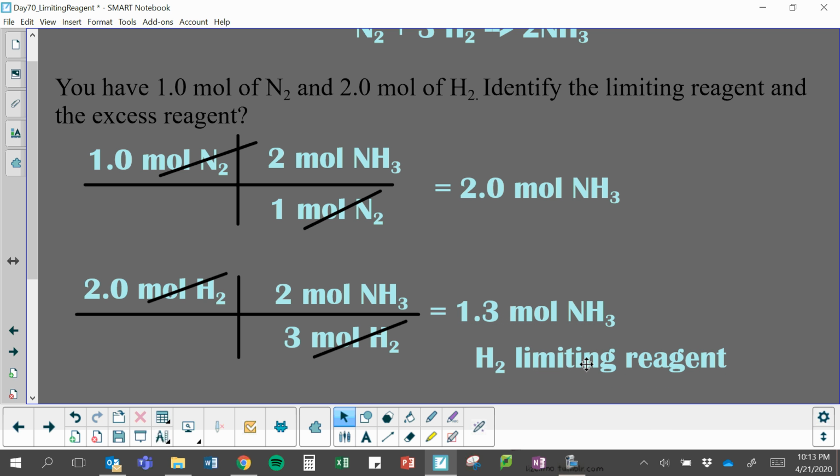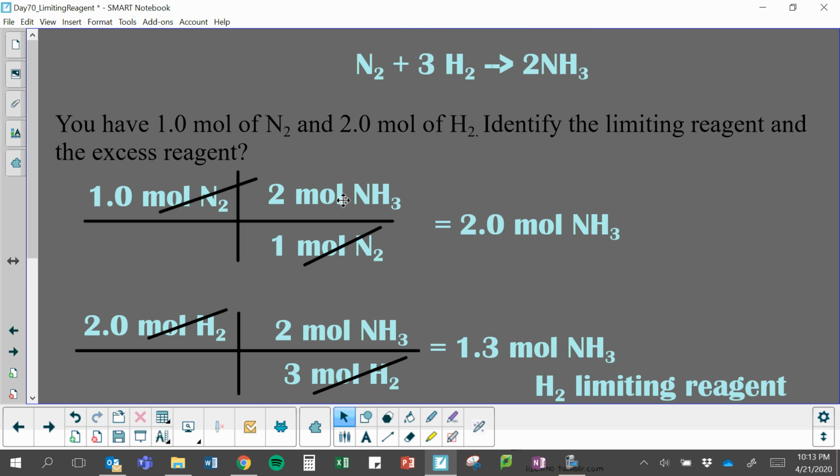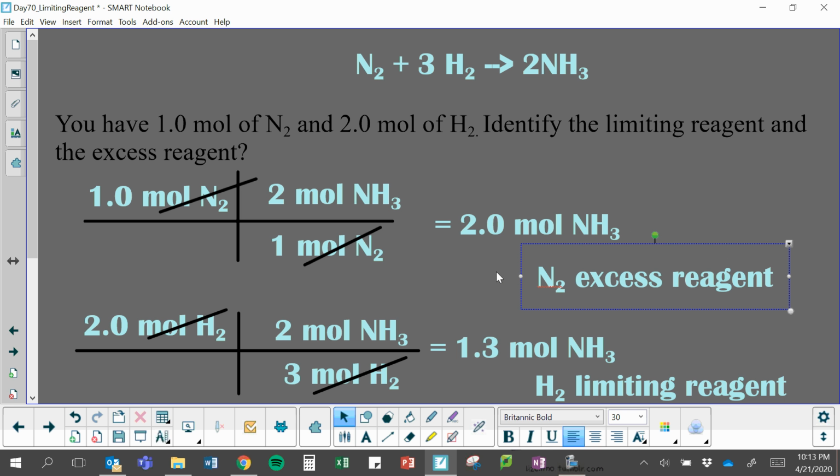reagent or limiting reactant, which means if we were to mix both of these and have the reaction go, we would make 1.3 moles of NH3, and then the rest of the N2 would just be there as N2, and it wouldn't turn into NH3 because there is more of it. So that means our N2 is our excess reagent or reactant.